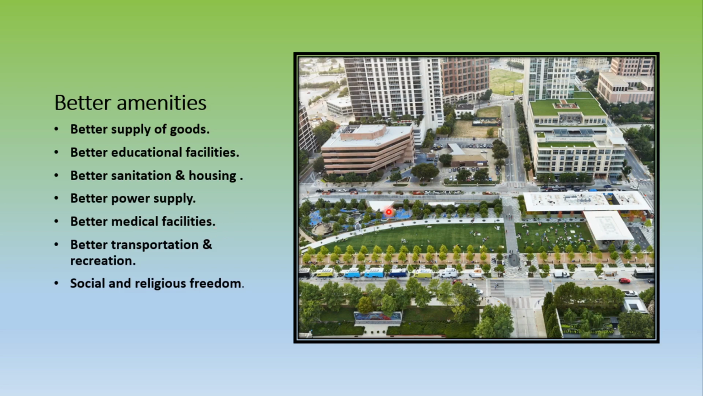There are more hospitals and doctors in the cities, so we find better medical facilities in the urban areas. Transportation is easier, so commuting from one place to another in the urban areas is far easier than in the rural areas. We also find that there is more recreation in the urban areas. Also, there is more social and religious freedom, and people are more open and more broad-minded in the urban areas. So all these better amenities have begun to attract more people from rural areas to urban areas.